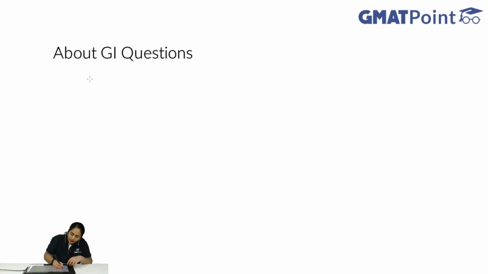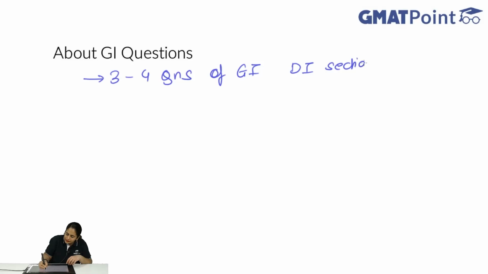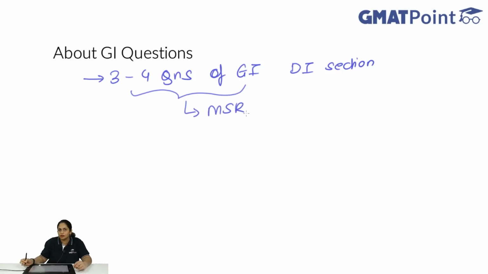In this particular graphics interpretation, 3 to 4 questions of GIA are present in the data insights section. So this is an important part, one of the 4 important parts. You definitely need to know how to read charts, and not only because of the graphics interpretation section, but the basic concepts of this are also part of what is asked in MSR, because in multi-source reasoning also you get charts.